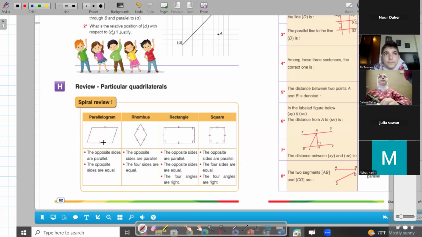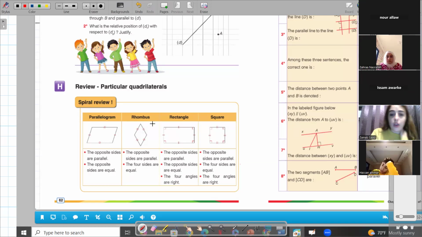The opposite sides, the sides that are facing each other, are equal and parallel. So if I name it A, B, C, D, then AB and CD are parallel and equal, and AC and BD are equal and parallel. Those are the characteristics of the parallelogram.